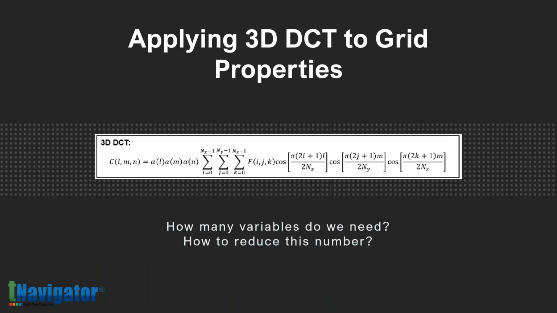So when we apply this 3D cosine transformation to a grid property, we end up with a formula like this. Applying this to a 3D grid, we end up with a complex formula with coefficients equal to the number of grid blocks. And we have to ask ourselves, how many variables do we need and how can we reduce these numbers?